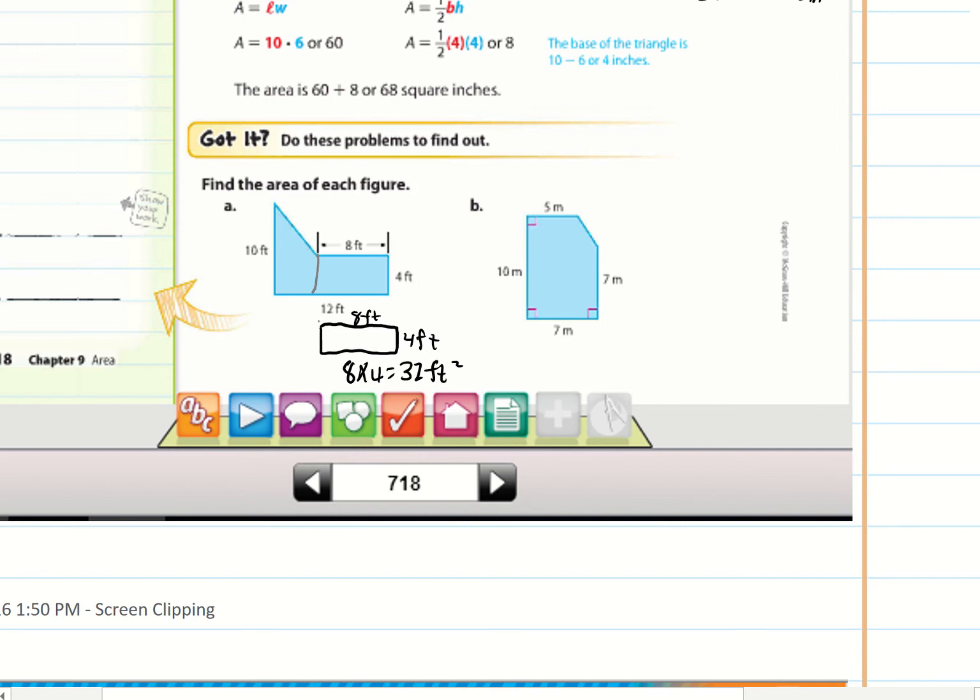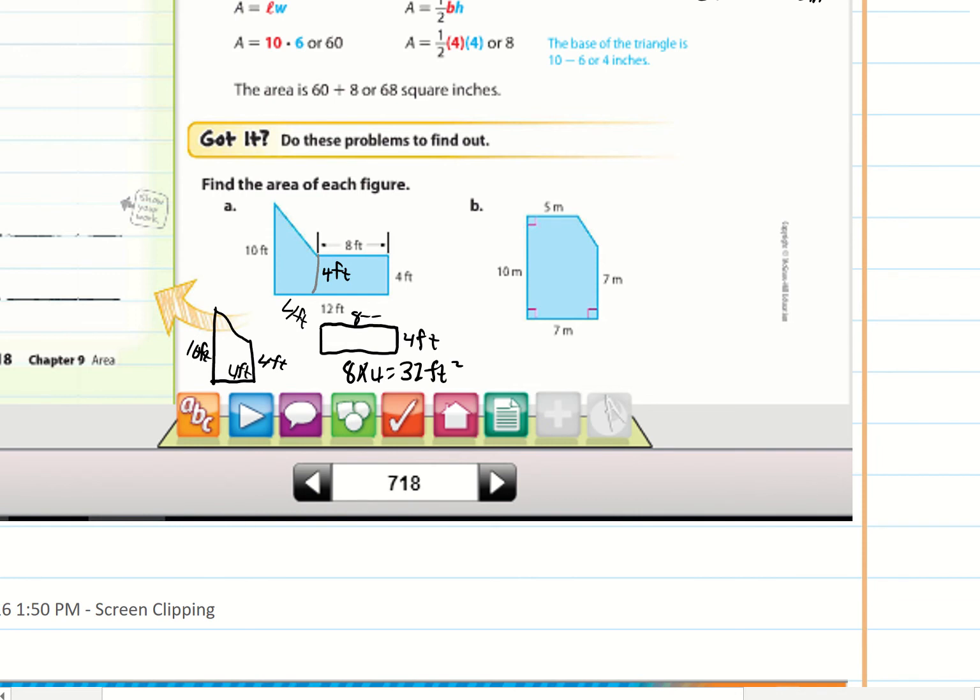Now I also have my trapezoid. So I know if this distance is 4 feet, then this is also going to be 4 feet. Now, if this whole thing is 12 and this is 8, that means my small distance here, my height, is going to be 12 minus 8, so this is going to be 4 feet, because 4 feet plus 8 feet is going to give me 12 feet. So I'm going to draw my trapezoid here. My trapezoid is diagonal, so my base and my height are going to be in different places than normal.